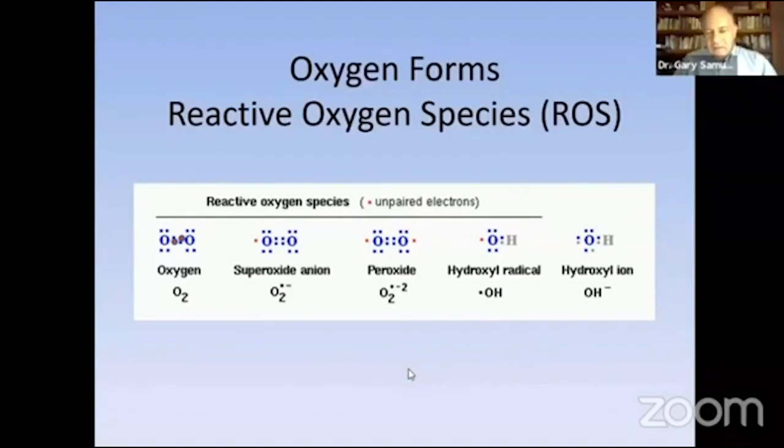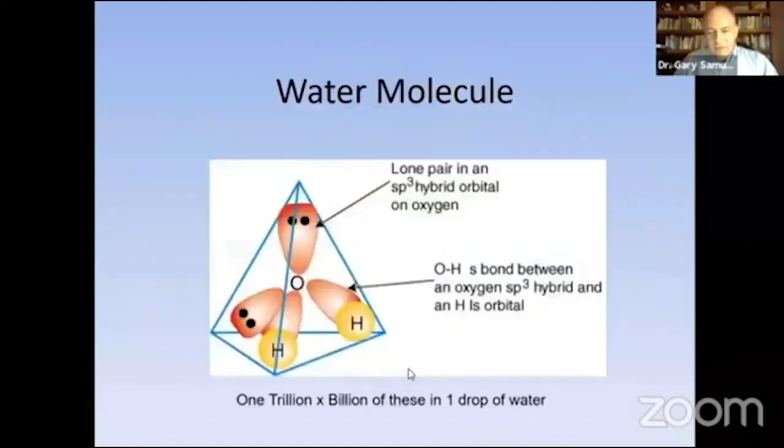If it grabs another one, it becomes a peroxide ion, like hydrogen peroxide. And then it grabs more, and it becomes more and more active in that area. It also becomes more reduced. And the most reduced form of oxygen is water. Oxygen is the major component in water, and the bonds that exist there are important. There are 1 trillion billion of these molecules in just one drop of water.